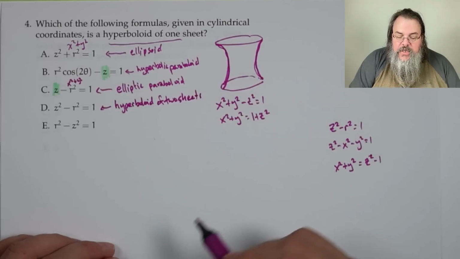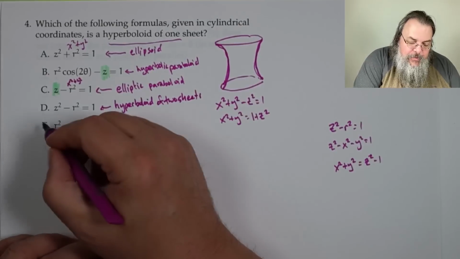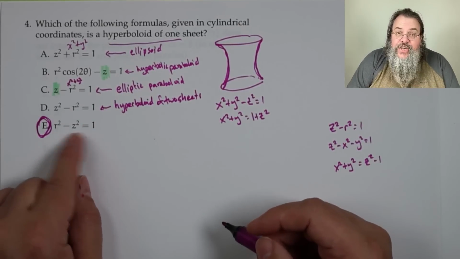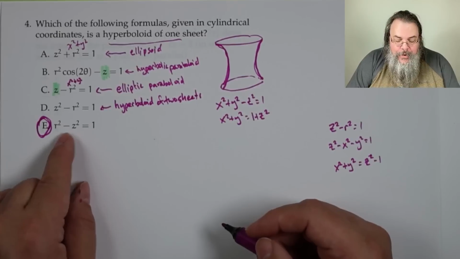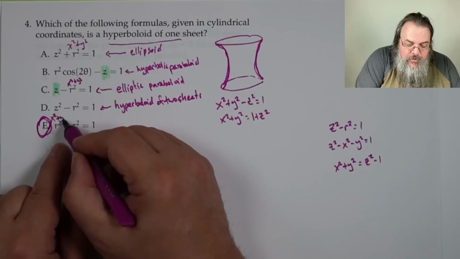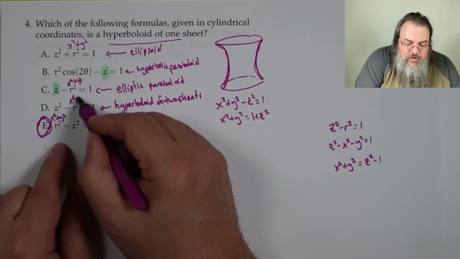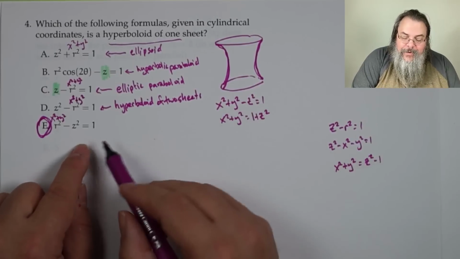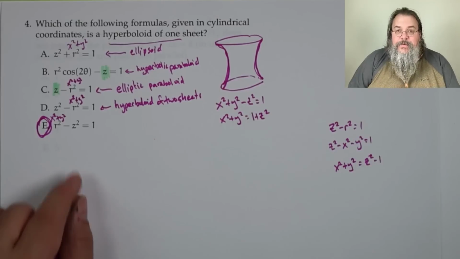We wanted 1 sheet. So we already have gone to the point where the answer has to be E, but let's check it out. What do you see there? Well, r squared is x squared plus y squared. And what do we see? Well, we see x squared plus y squared minus z squared equals 1. That's the one we want. So that is the hyperboloid of 1 sheet.